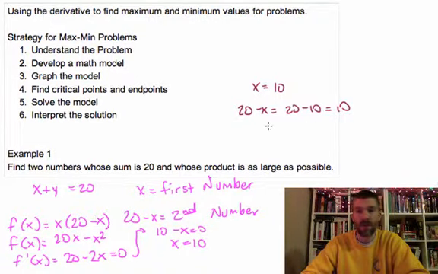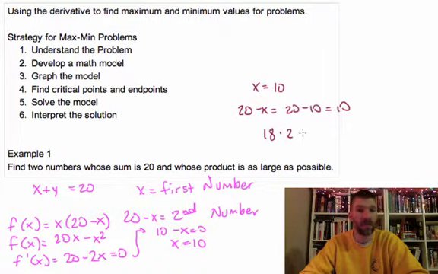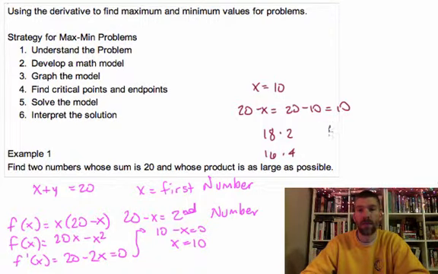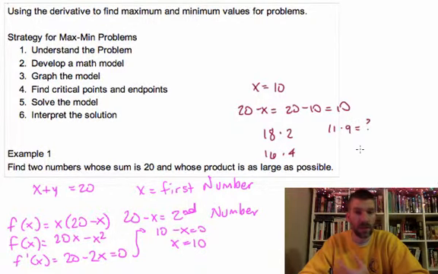Okay, I've got other numbers that add up to 20, but when I multiply them together, they aren't 100. Like, for example, 18 plus 2. 18 plus 2 is 20, but 18 times 2 is 36. Or 16 plus 4. 16 plus 4 is 20, but 16 times 4 is 64. 11 plus 9 is 20, but 11 times 9 is 99. So I've got all these different things to check. How do I know which one is largest?